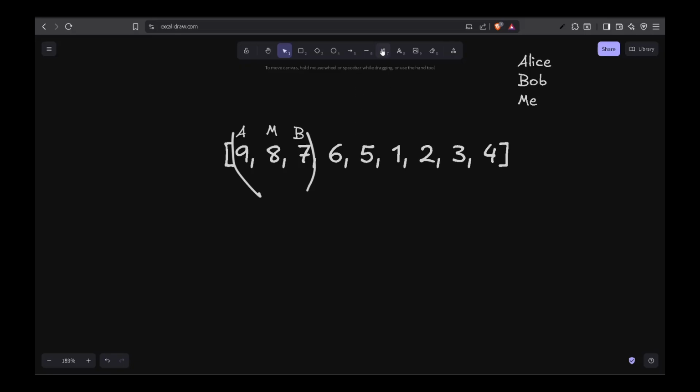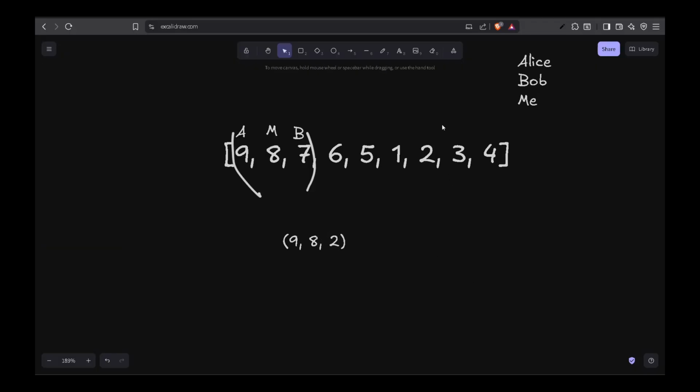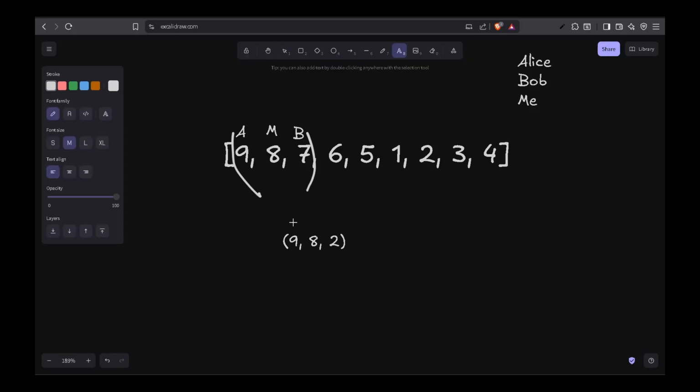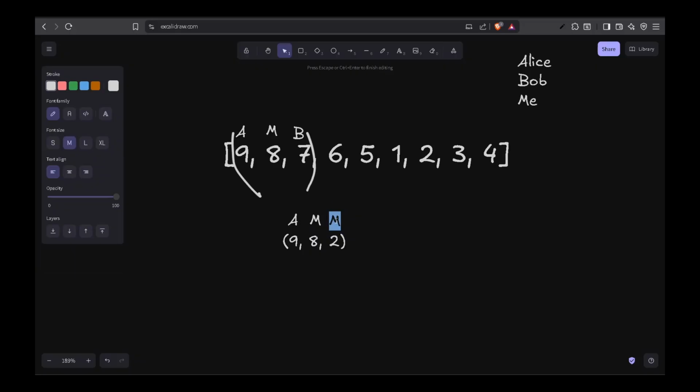Let's say I take as 3 piles 9, 8, and let's say 2, right? Because we can take any pile. It's not like it has to be consecutive like 9, 8, and 7, 6, 5, 1, 2, 3, 4. Not like that. It can be any of the piles that we can combine, right? So in this case, the largest would of course be taken by Alice, then the second largest will be taken by me, and the smallest will be taken by Bob.